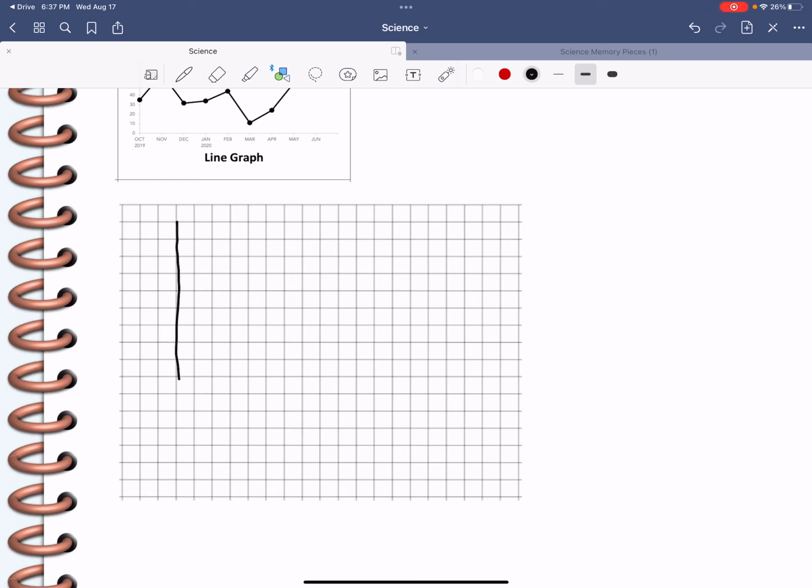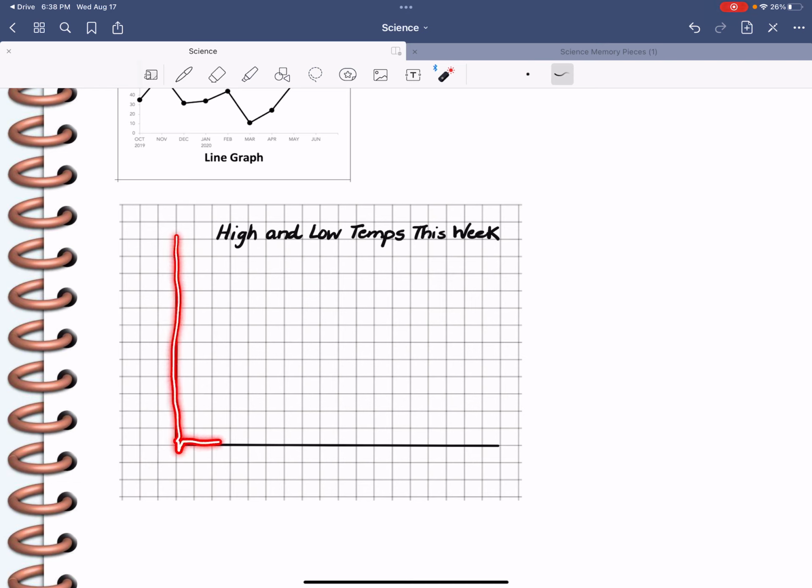I'm going to bring, and you can stop the video if you need to, just to get yours drawn. And the title of my line graph is going to be High and Low Temperatures this week. And I'm abbreviating the word temperature just to make it fit. So again, we have a y-axis, that's this one, and an x-axis is this one.